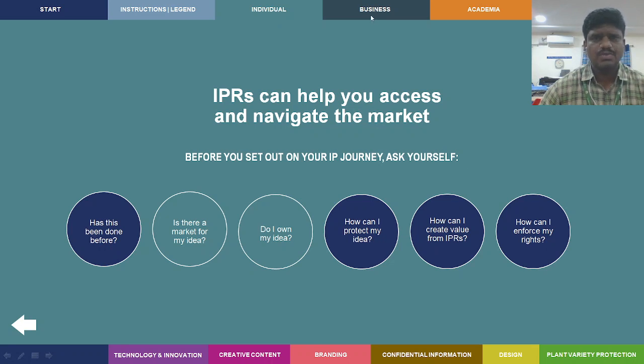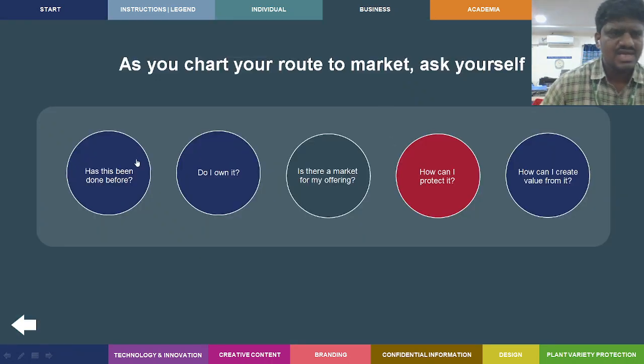individual IPRs. Suppose you go to business type of IPRs: has this been done before? It's the same thing you have to do. Do I own it? You have to do the same thing in a similar way. Is there a market for my offering? This is very, very important if you want to do any business, because here the main motto is business only. Understand? So along with the idea, you should know whether this is capable of getting business or not. Then you will be able to protect your idea using the IPR.